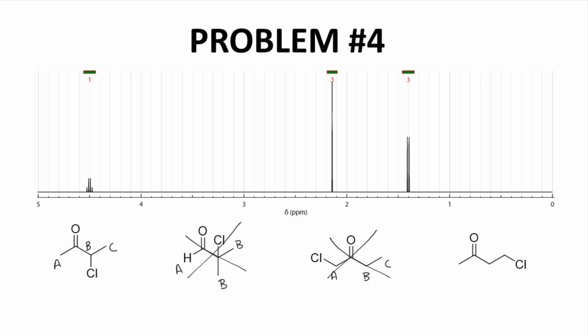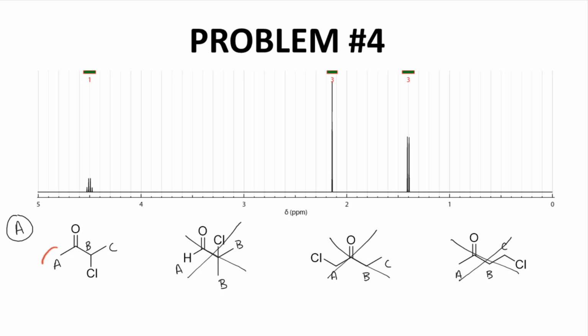Now let's go to our last structure. A, there's a methyl. B, that's a CH2. C, that's a CH2. That doesn't have two methyl groups. So that is not a possibility. That doesn't match the spectrum. Now let's go back to our original structure. We think we know the answer. The answer is going to be A. But let's go ahead and assign it.